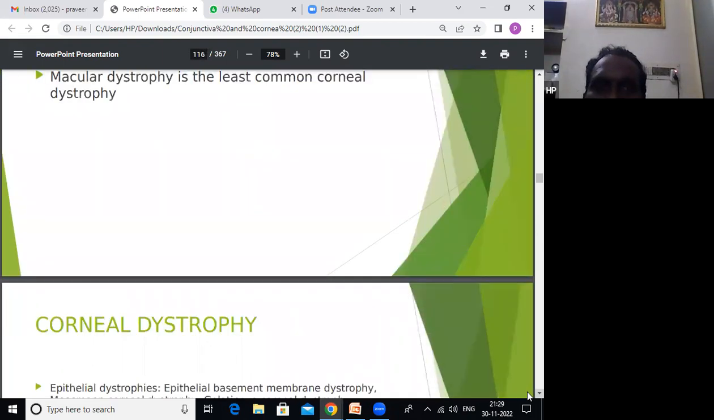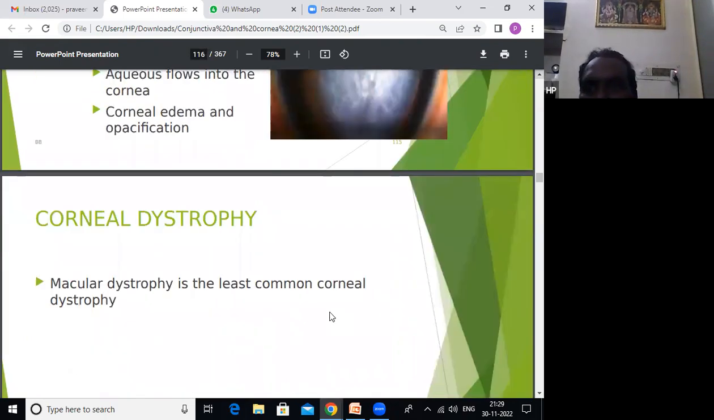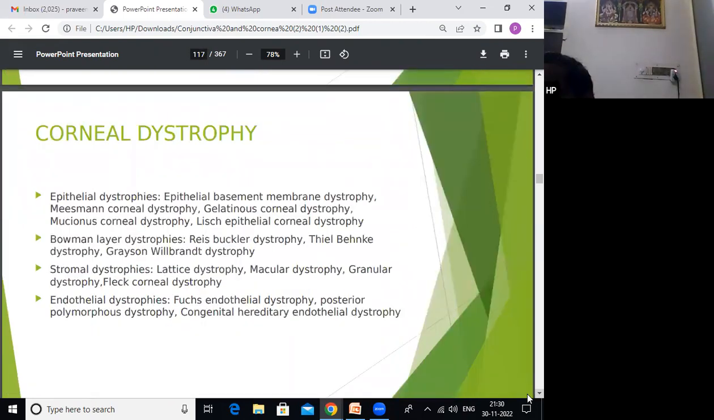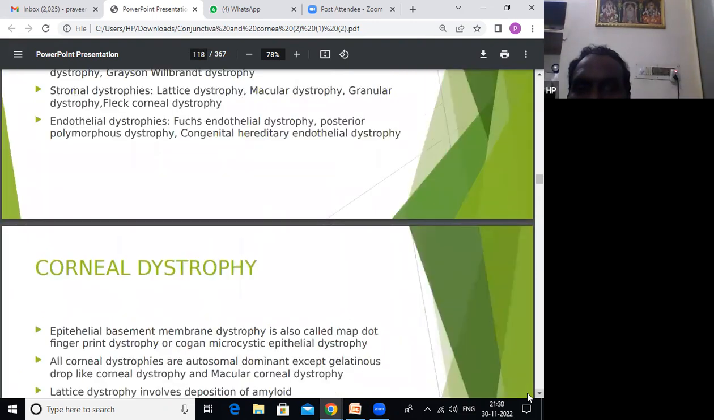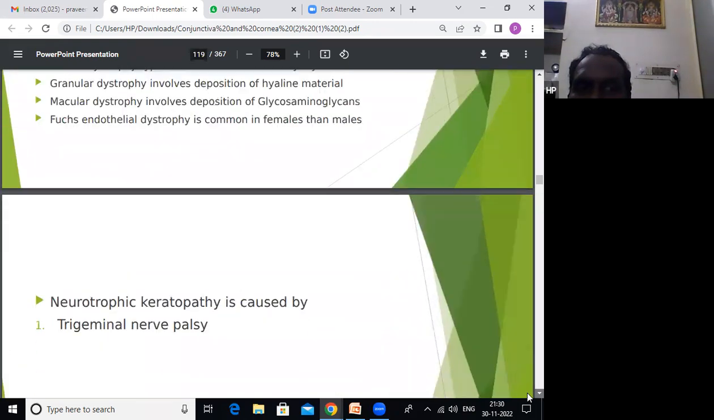Then this is an important question. Which of the following is the least common corneal dystrophy? Macular dystrophy. Macular dystrophy is the least common corneal dystrophy. Okay. The most common corneal dystrophy is lattice dystrophy. Macular dystrophy is the least common corneal dystrophy.